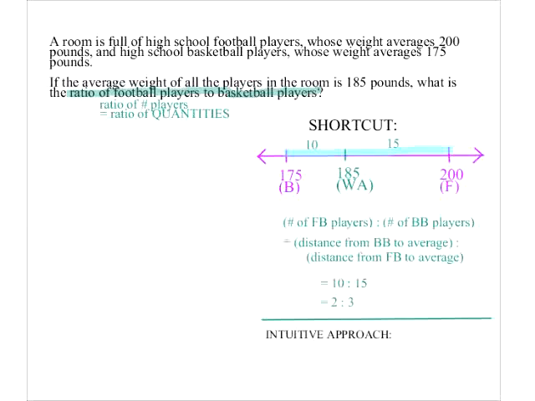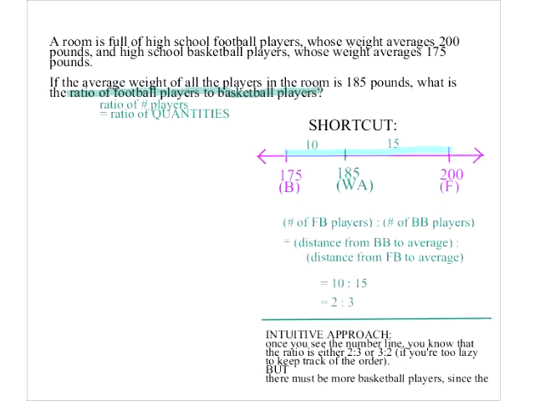Okay, the intuitive approach. Once you see the number line, you know that the ratio is either 2 to 3 or 3 to 2, if you're too lazy to keep track of the order. But you can look at this and say there must be more basketball players since the average is closer to their weight. So football to basketball must be 2 to 3.